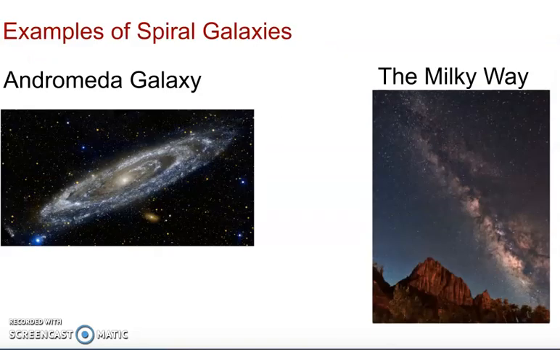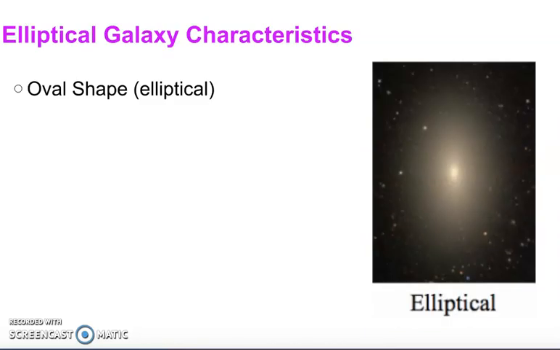And two quick examples of spiral galaxies are the Andromeda Galaxy, which is the largest spiral galaxy that's the closest to us, and then the Milky Way, which we are a part of. So again, two examples of spiral galaxies. And again, the Milky Way looks a little different. We don't see that spiral shape because we are inside the galaxy, not looking at it as an outside observer.